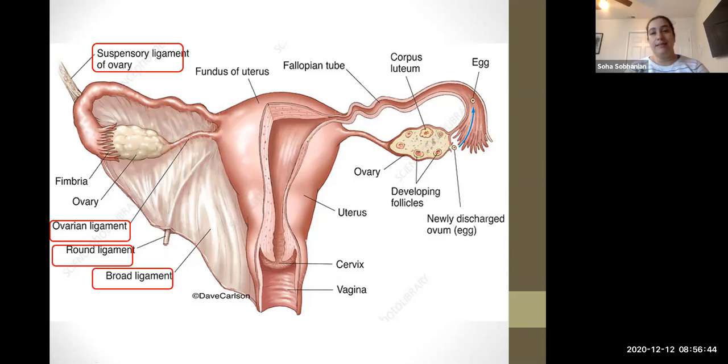So in your exam, please make sure you can both identify these ligaments on a picture, or if I give you a name or a description of a location, you should be able to identify these ligaments by name.